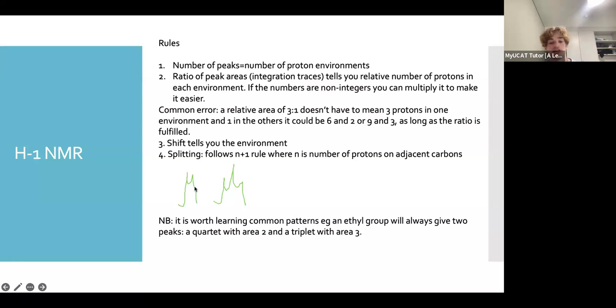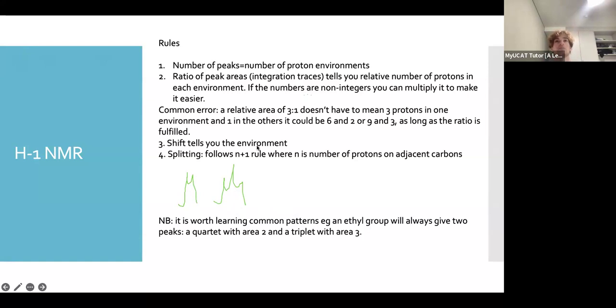Doublet is two. Triplet is three. Quartet four. Quintet five. Those are the different names for them. But basically, the idea is that this has two mountains, two peaks, and this one has three peaks. So what is the relevance of this? Well, it's really useful because it tells you the number of protons in adjacent environments. So this is a new piece of information that we can take away from the NMR.